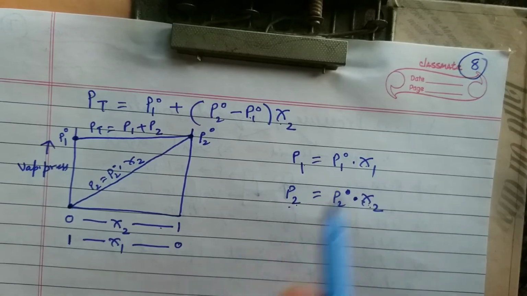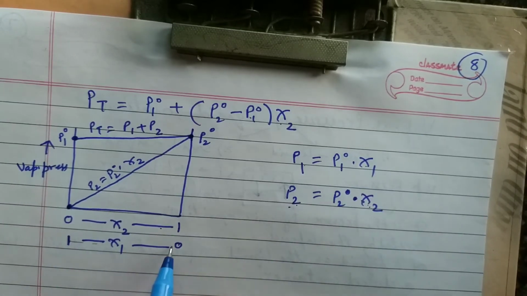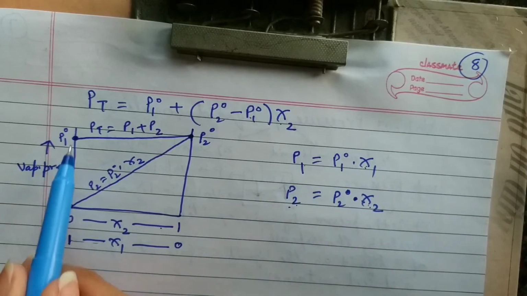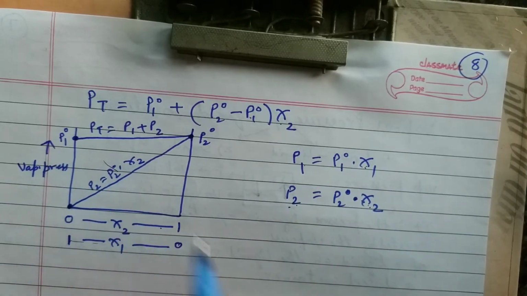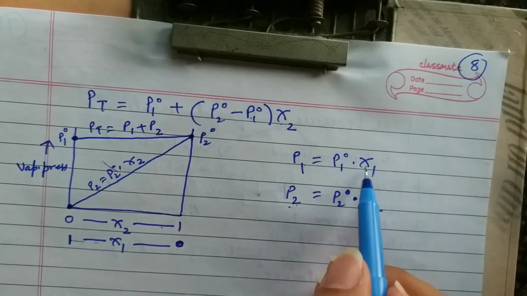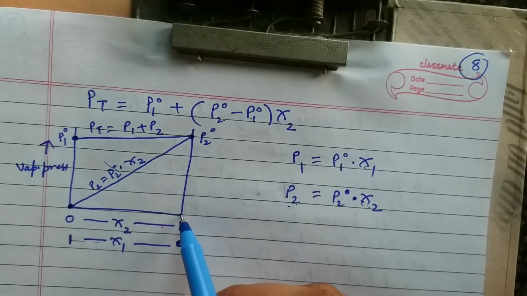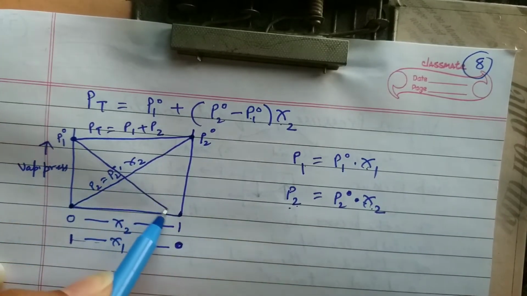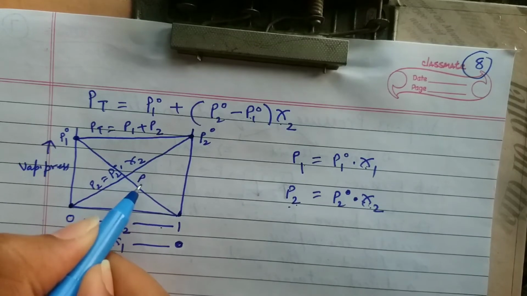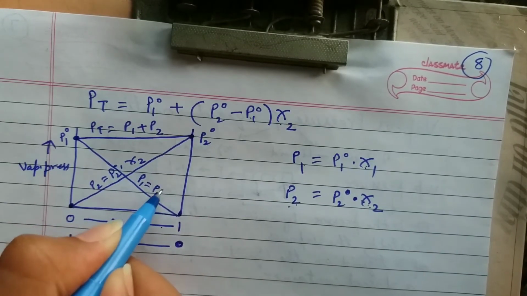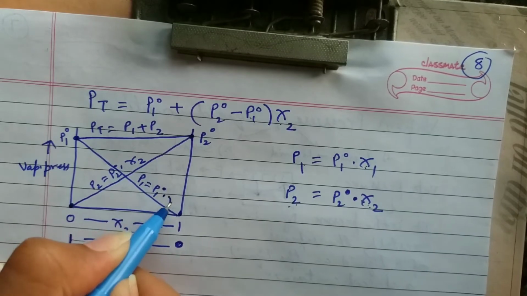Now as chi1 decreases from 1 to 0, P1 is also going to decrease. So the graph is going to come down like this. And finally, when chi1 is exactly 0, P1 becomes 0. So the graph is going to end at 0. Like this, you can show the variation of P1. This represents the variation of partial pressure of component 1, P1, which is equal to P1 naught into chi1.